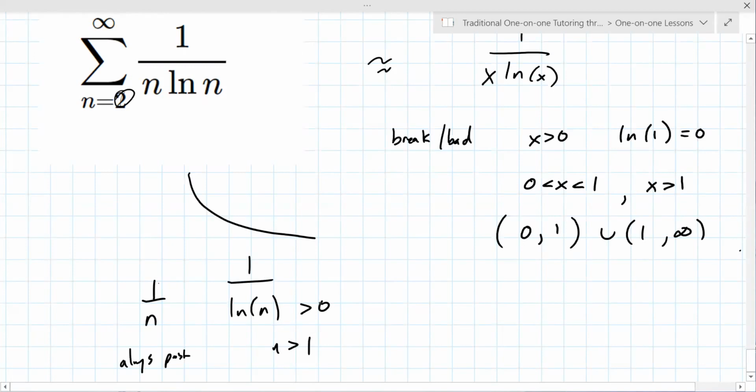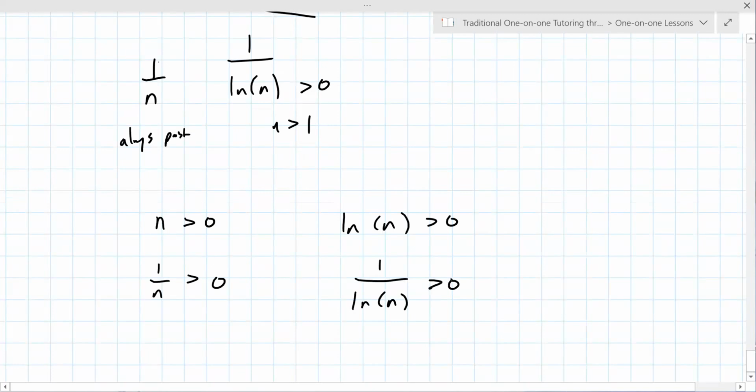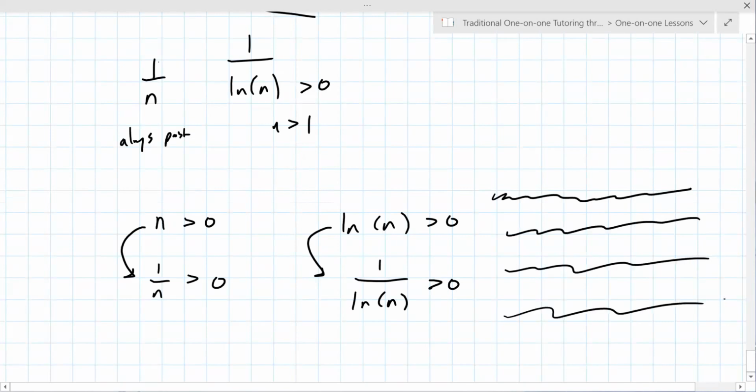You probably did this in calculus 1, but if n is greater than 0, then you can say 1 divided by n must also be greater than 0. And if natural log of n is greater than 0, then you would say 1 over natural log of n must also be greater than 0. One leads to the next. It's more of a word thing. And that's why I think you may find yourself writing it out like this to explain.